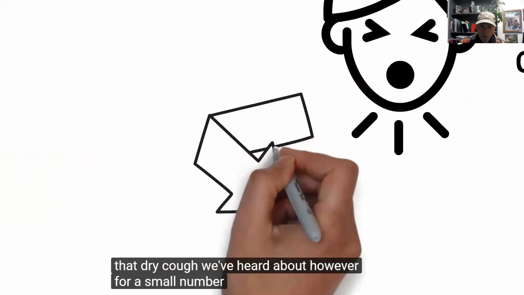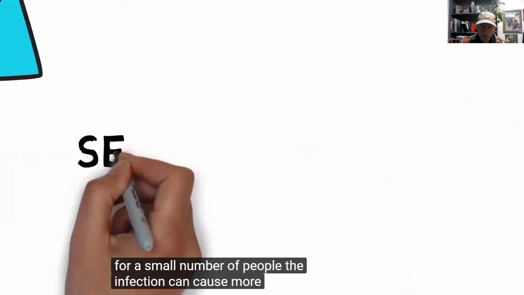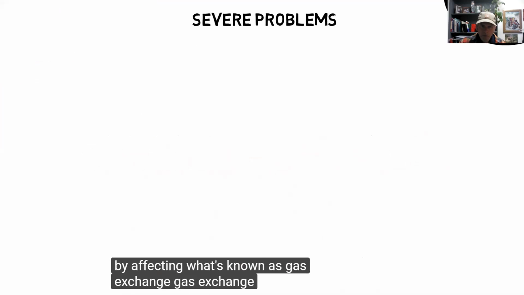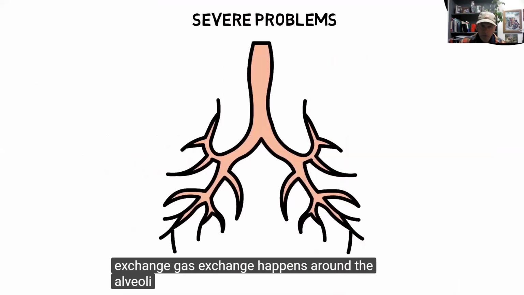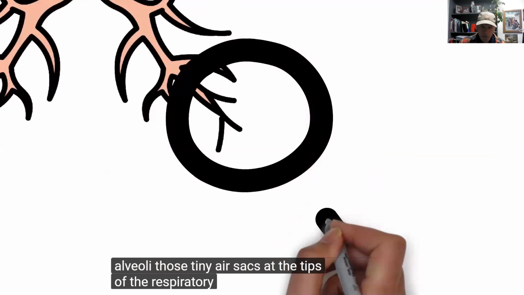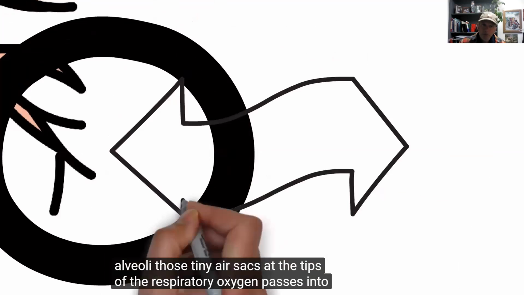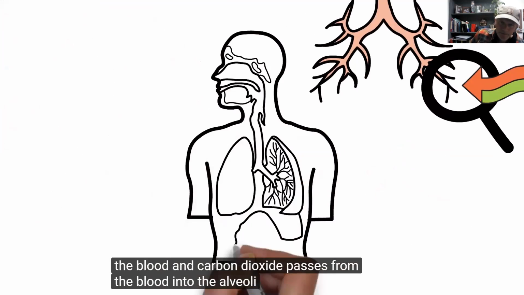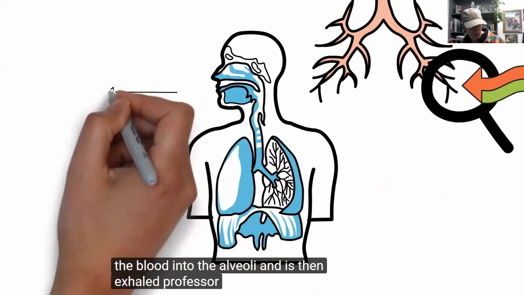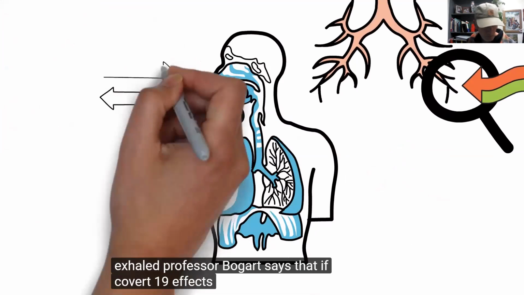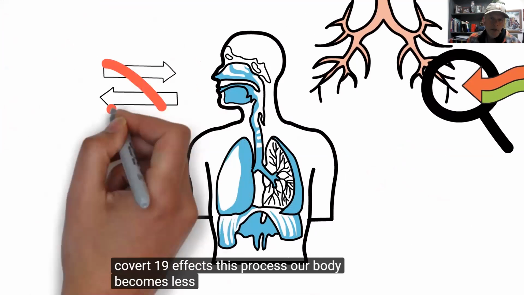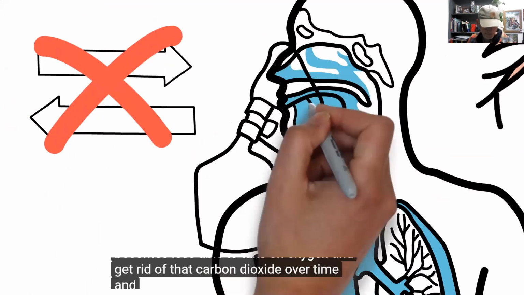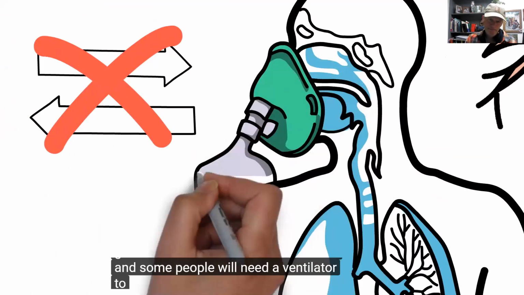However, for a small number of people, the infection can cause more severe problems by affecting what's known as gas exchange. Gas exchange happens around the alveoli, those tiny air sacs at the tips of the respiratory tree. Oxygen passes into the blood and carbon dioxide passes from the blood into the alveoli and is then exhaled. Professor Bogart says that if COVID-19 affects this process, our body becomes less able to take on oxygen and get rid of that carbon dioxide over time, and some people will need a ventilator to help them breathe.